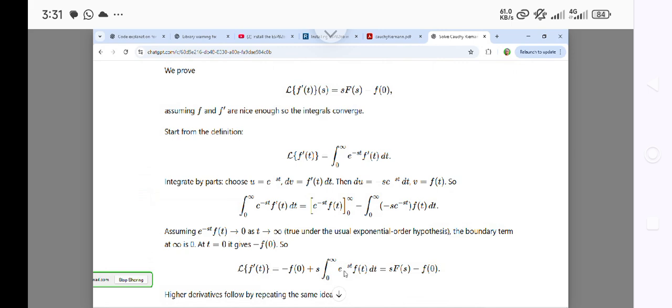The integral of exponential minus st f of t is the same thing as capital F of s. Yeah, capital F of what? S. It was the Laplace transform of f of t that gave us capital F of s. So the whole of this thing now is capital F of s. So you now have s F of s. Remember, minus f of 0 is still coming from here. So that means the Laplace transform of f prime of t is s F of s minus f of 0.